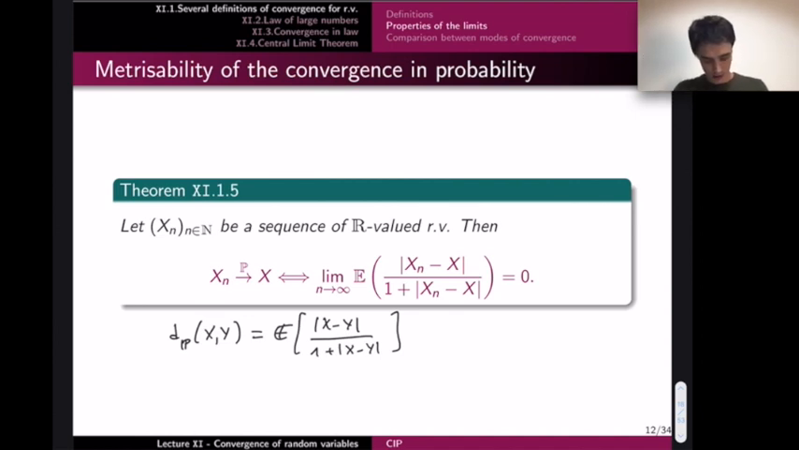You see that this quantity is well defined. For any omega, this is less than 1. It's between 0 and 1, so it's not a problem to define this expectation. It's finite. You can check that it does define a distance on random variables, and it does characterize the convergence in probability. So let's show this fact.